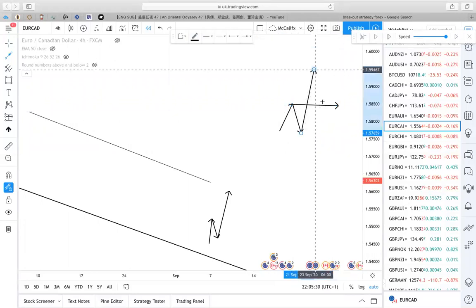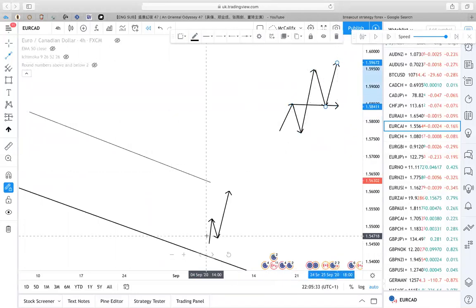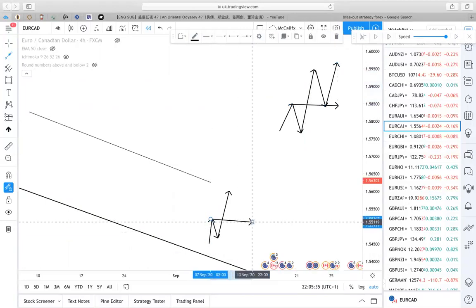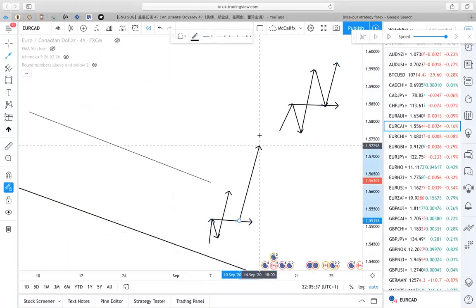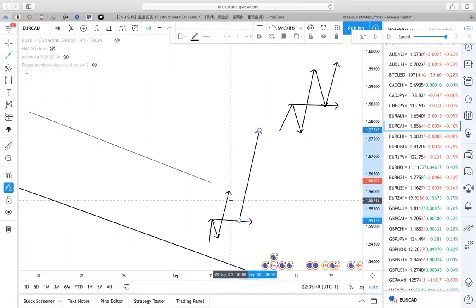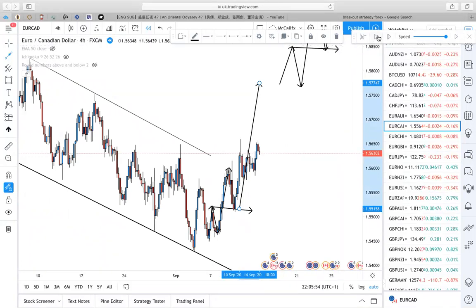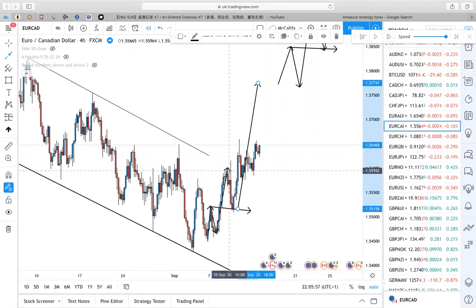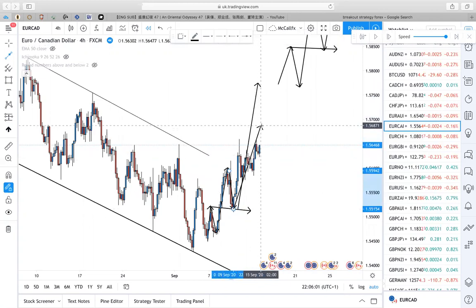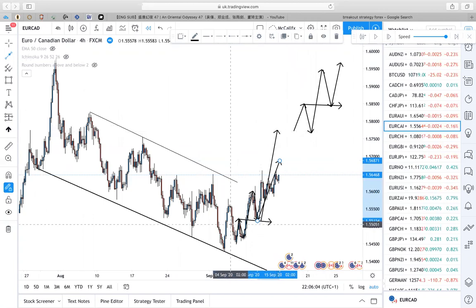I'm expecting price to drop back to this level and go back up. So this is where I'll be taking my entries. If price should drop to this level, then I have a confirmation that tells me price is going to go back up. So let me turn this back on and play this. See, price dropped back to this level, and then price is going up. So I have two confirmations.